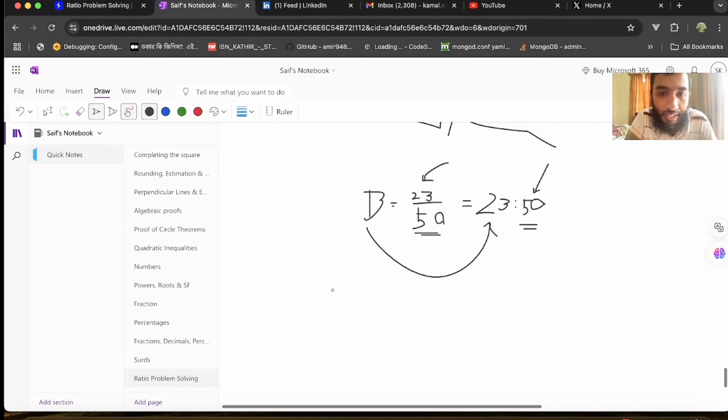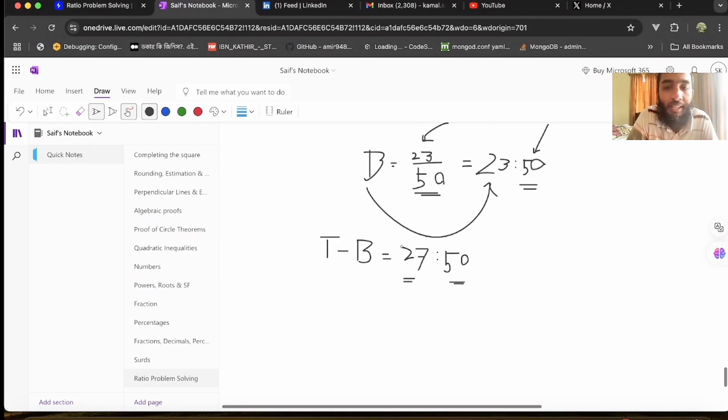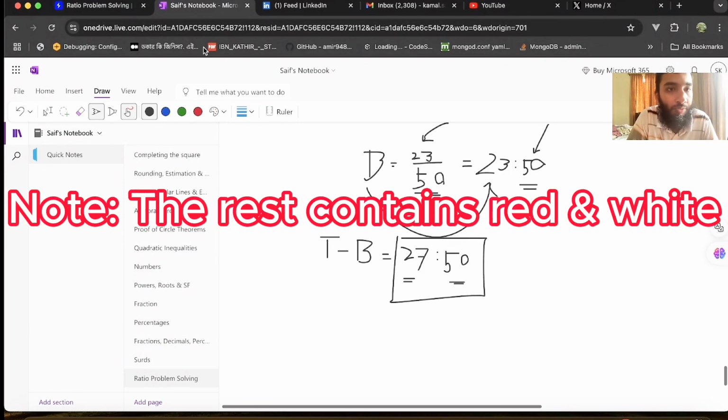So what is the rest? What is the total minus blue in terms of ratio? 27, right? 27 is to 50. In terms of ratio, this is 27 is to 50. If blue holds 23 of 50, then the other part is 27 to 50, right? So keep that in mind, the rest is 27 is to 50.